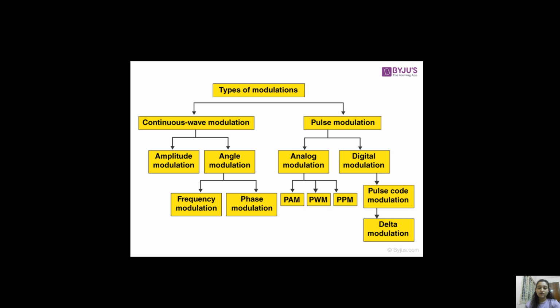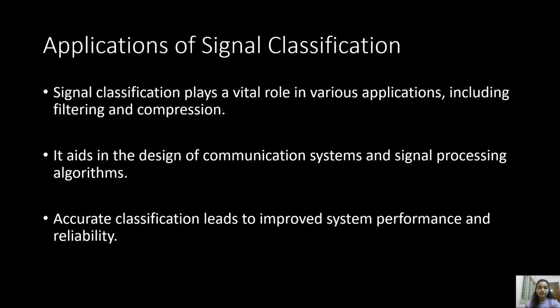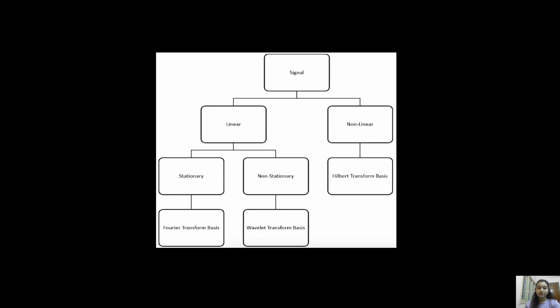In pulse modulation, it can be divided into analog modulation and digital modulation. Under analog modulation, we have PAM, PWM, and PPM. Under digital modulation, we have pulse code modulation and delta modulation. Application of signal classification. Signal classification plays a vital role in applications including filtering and compression. It aids in the design of communication systems and signal processing algorithms. Accurate classification leads to improved system performance and reliability.